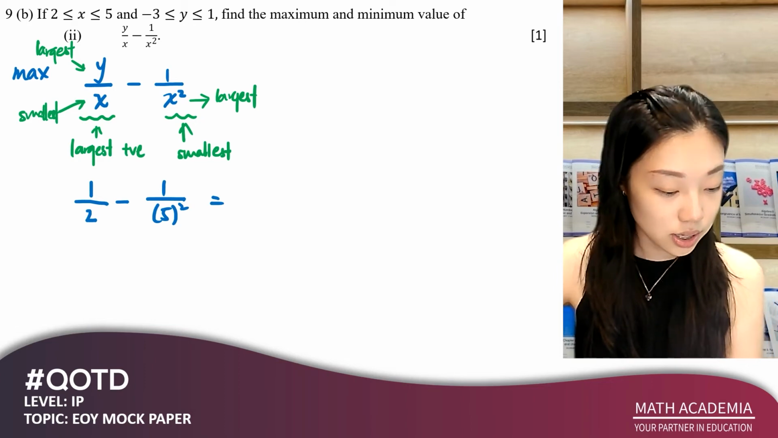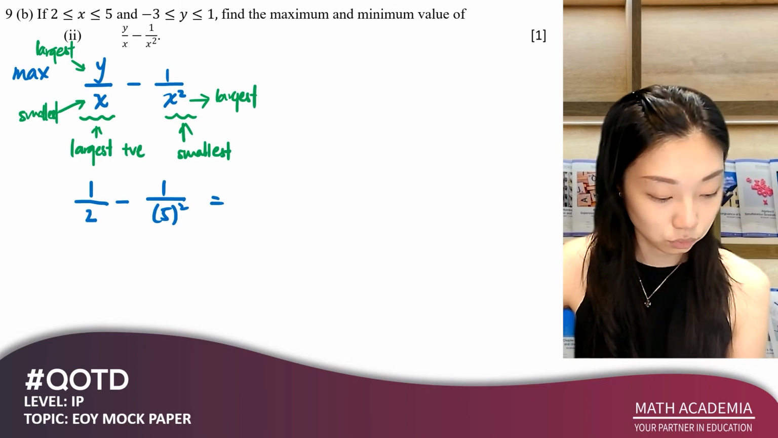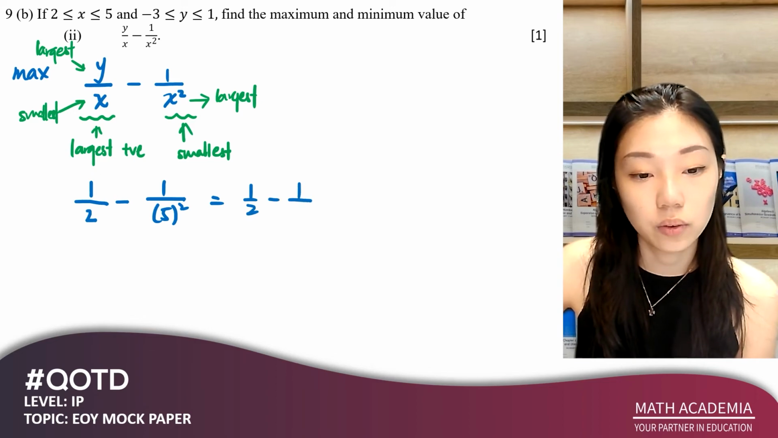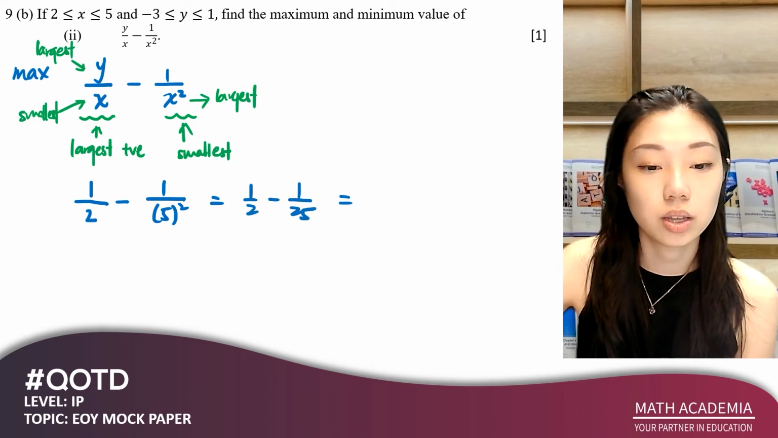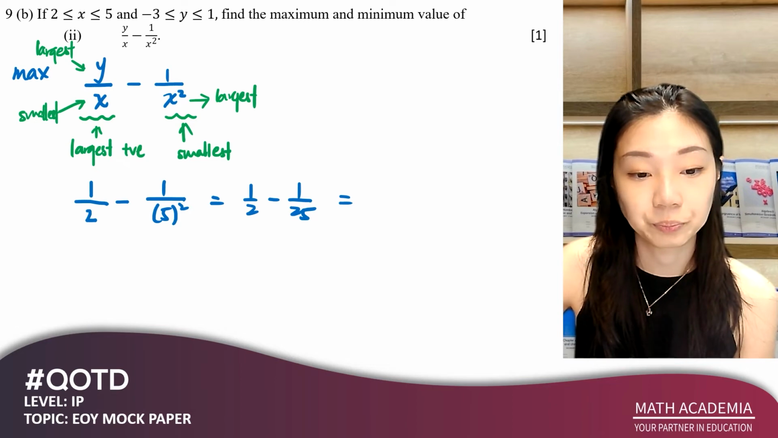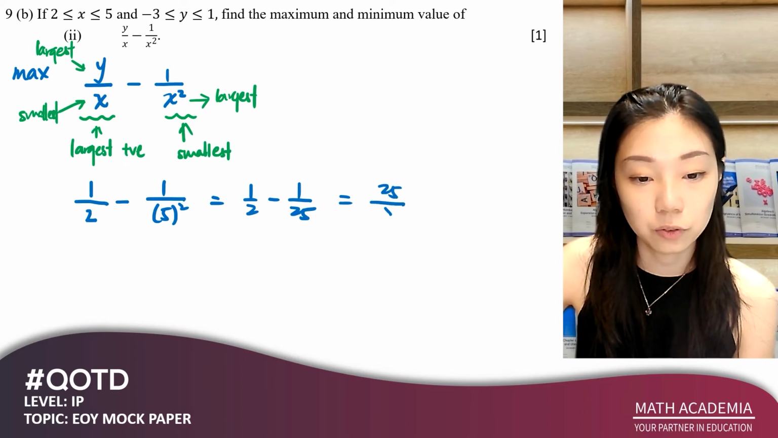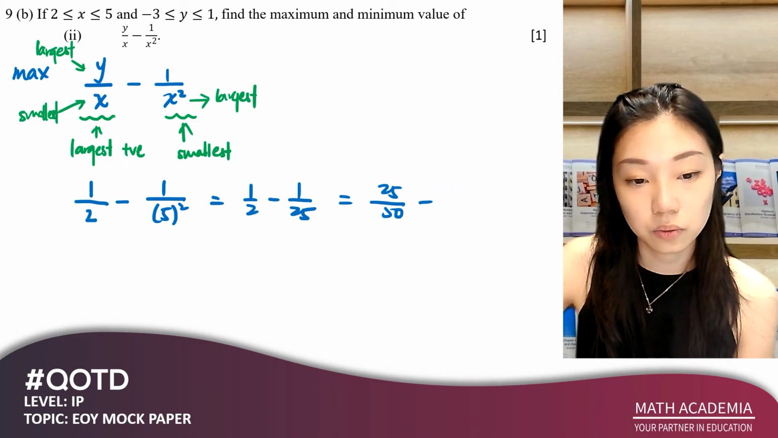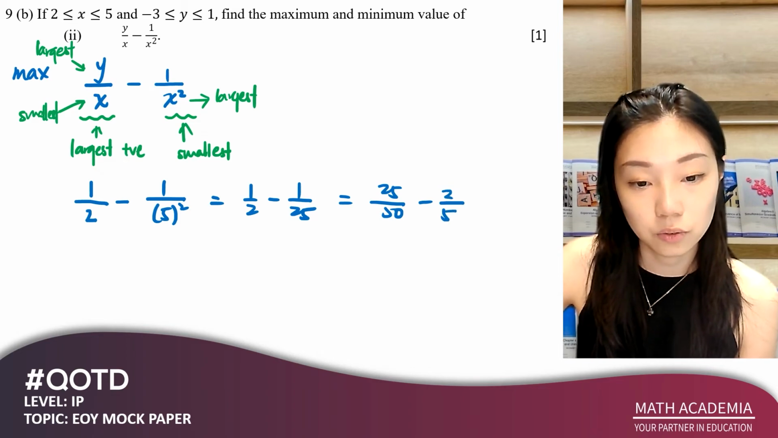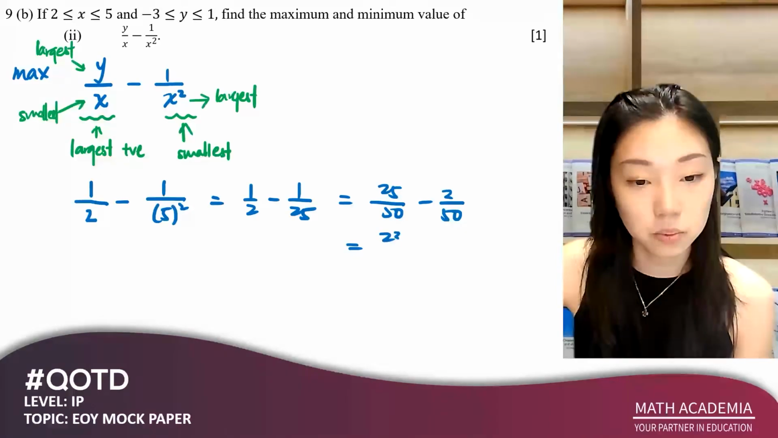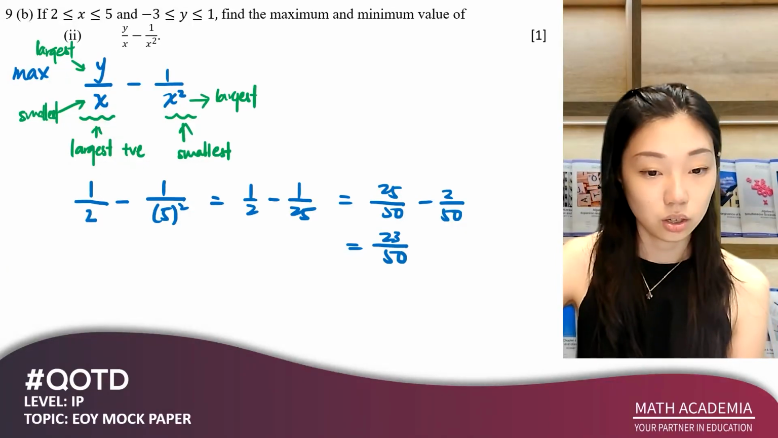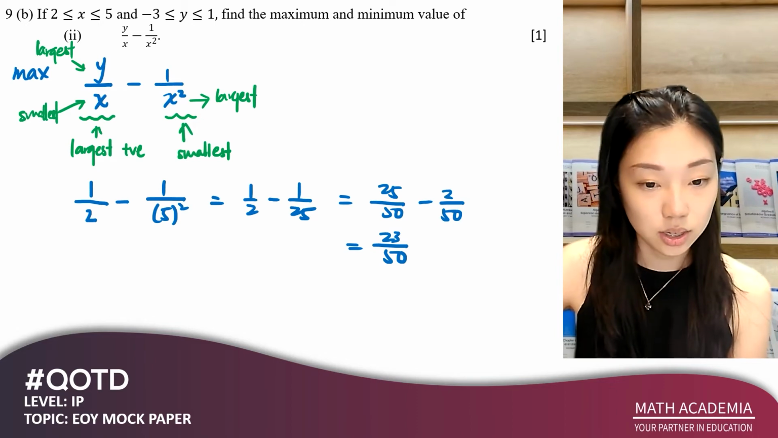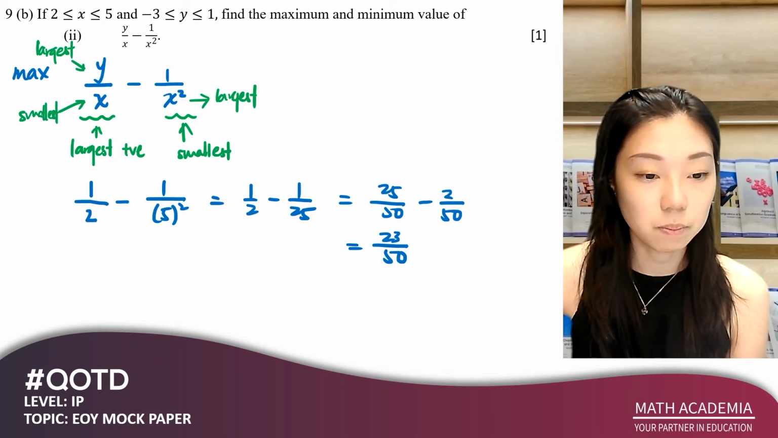And this I would have half minus 1 over 25. This would give me 25 over 50 minus 2 over 50. So that would give me 23 over 50, which is my answer. This is the maximum value.